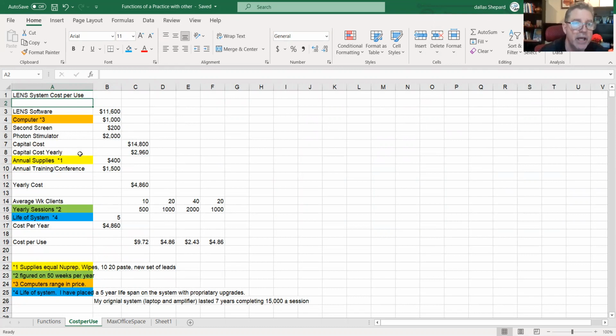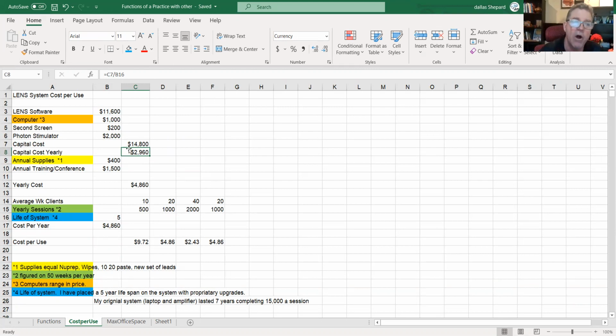Capital cost yearly, and YB16, yes. Okay, so I have this as our total outlay, and I'm saying that the system is going to have a lifespan of 5 years. I just had a system, everything was working great. It lasted about 7 or 8 years. I'm just putting a number of 5 years.